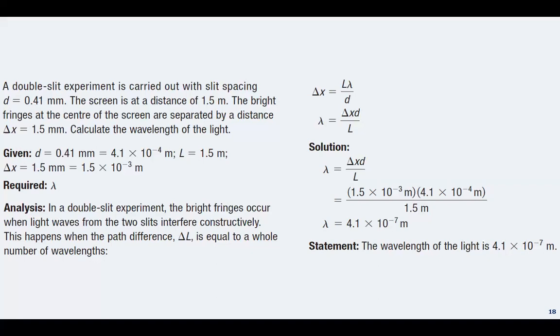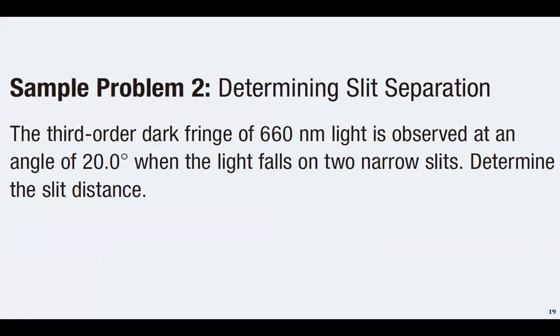Any questions? No? Okay, so this is an important relationship you should understand. All right, then let's consider another problem. Suppose the third order dark fringe of 660 nanometers light is observed at an angle of 20.0 degrees, when the light falls on two narrow slits. Can you determine the slit distance?